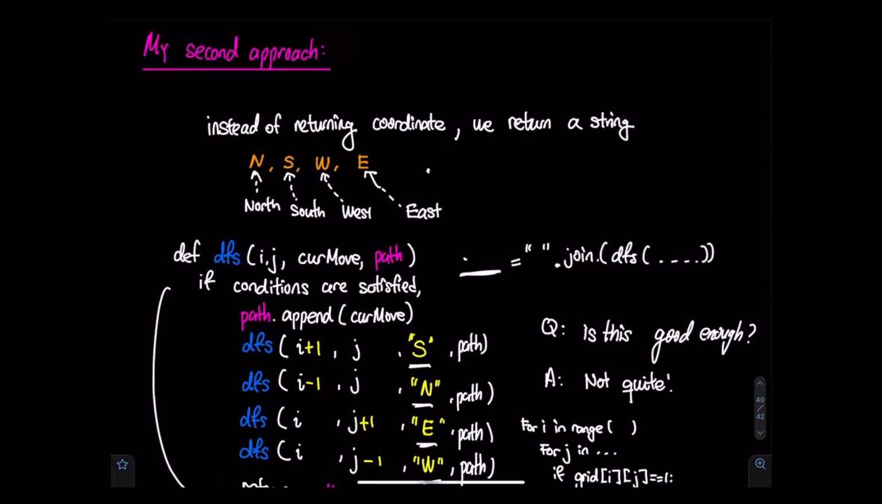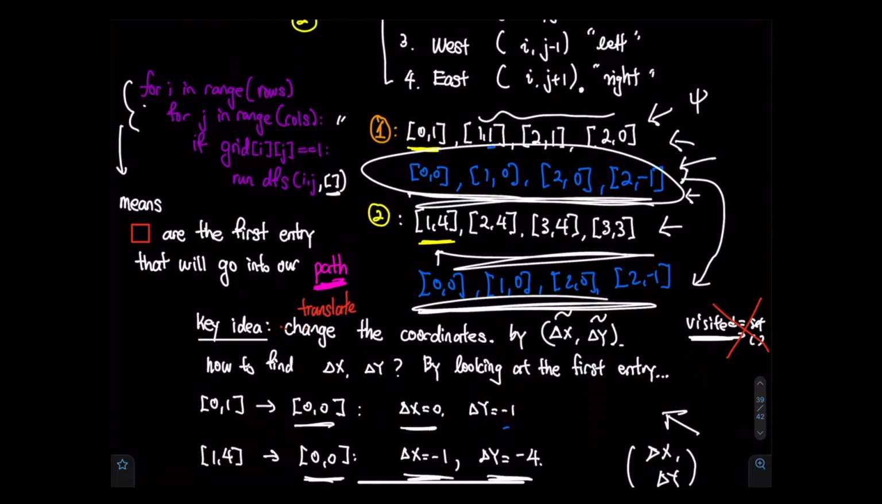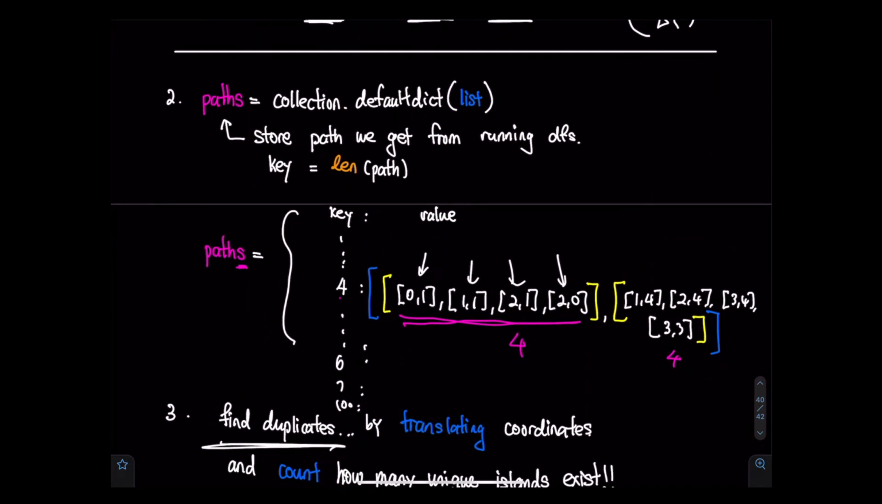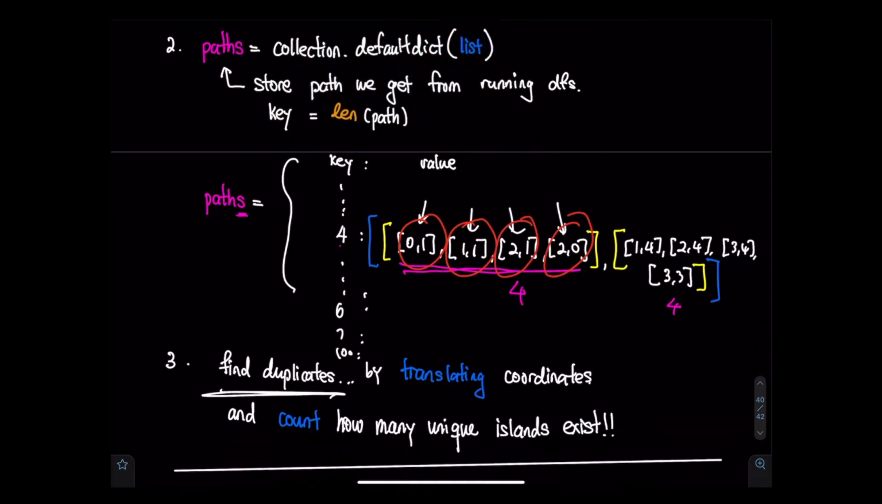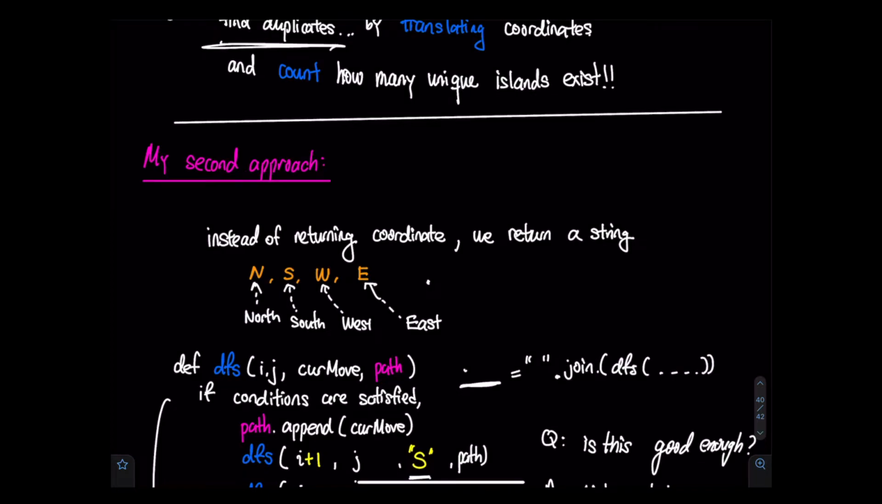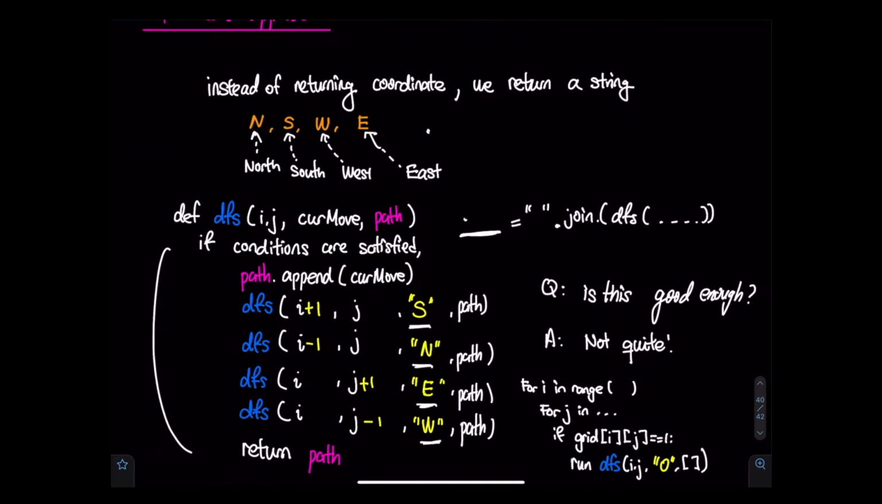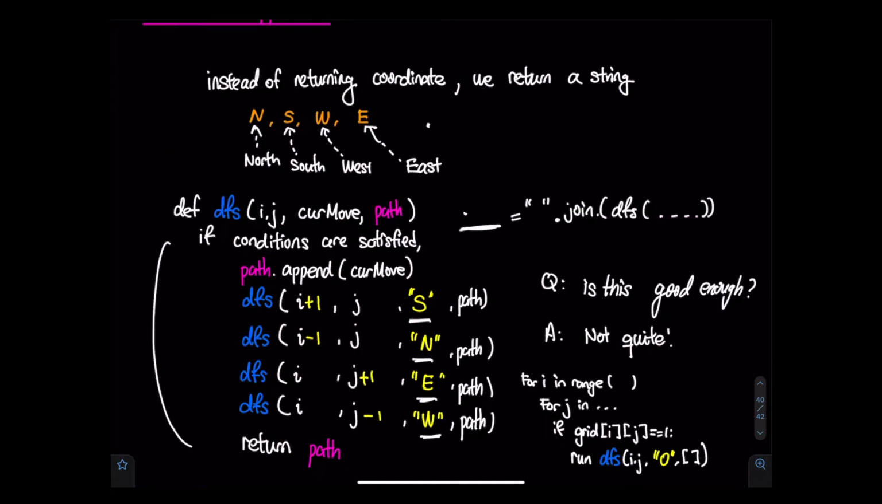Instead of returning coordinates, if you look at my DFS here, I return these coordinates, right? 0, 1, 1, 1, 2, 1, 2, 0. Instead of doing that, I return a string of NSWE. N stands for north, S stands for south, and so on. This is my new slightly modified DFS, where I plus 1, j is south, and then north, east, and west. This is my new DFS.